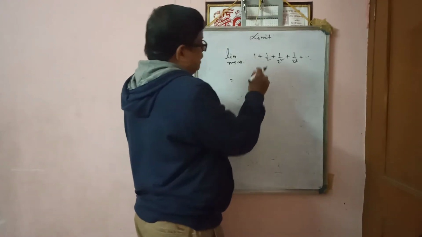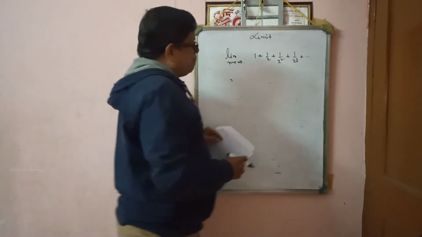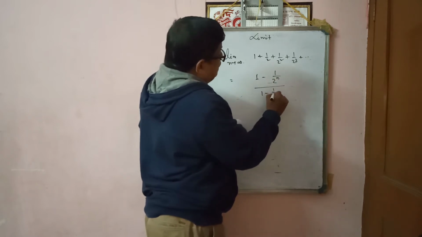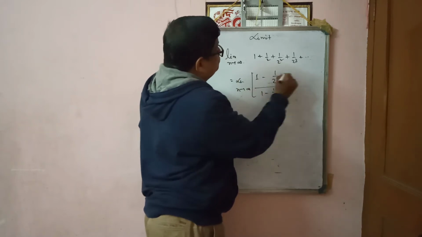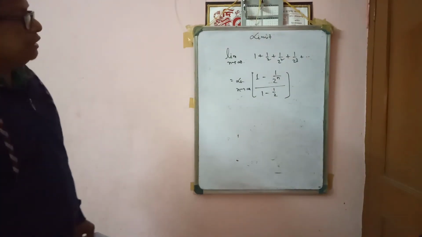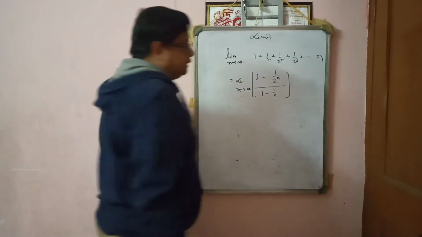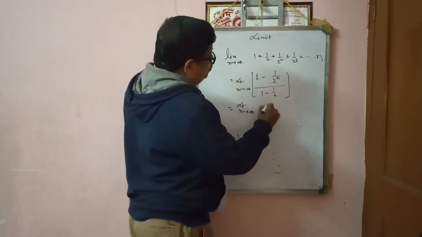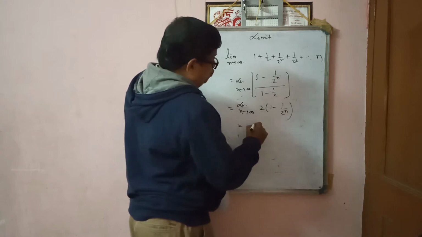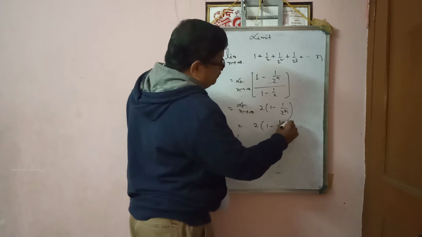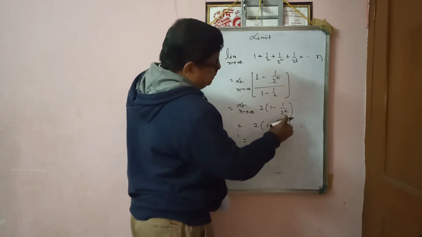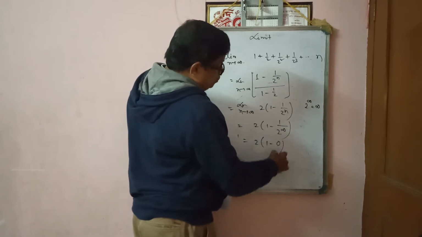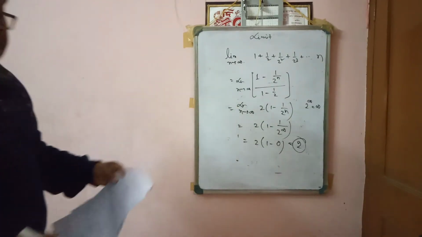So it will be a into 1 minus r to the power n by 1 minus r, that is half. Limit n tends to infinity, this is up to n terms. So it will be 2 into 1 minus 1 by 2 to the power n. Now 2 into 1 minus, here 2 to the power infinity means infinity. So 1 minus 0, this part will be 0. So 2 into 1 minus 0, the answer is 2. Answer is 2.